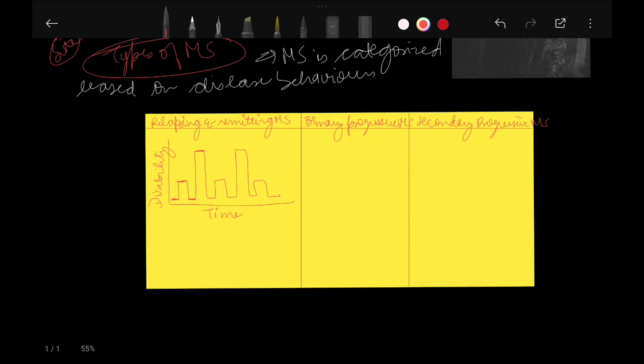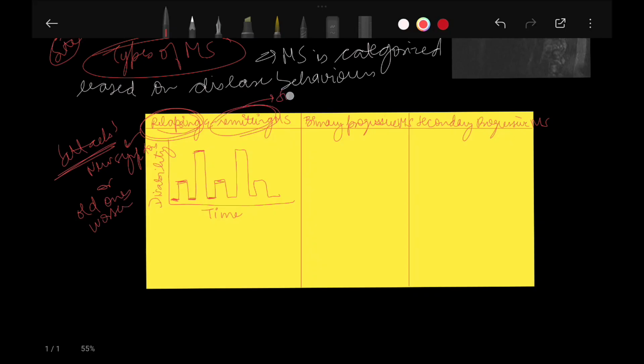Now, what is the meaning of relapsing? In relapsing, it means that the disease comes in attacks, in which new symptoms show up or old ones worsen, and in remitting the symptoms may partially improve.